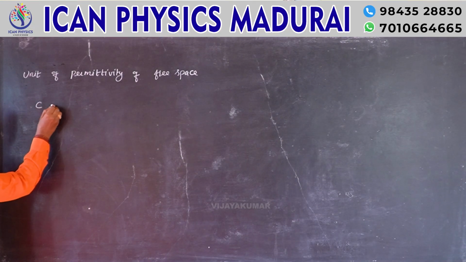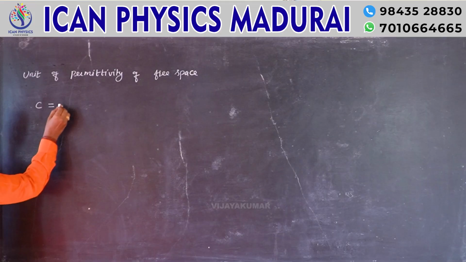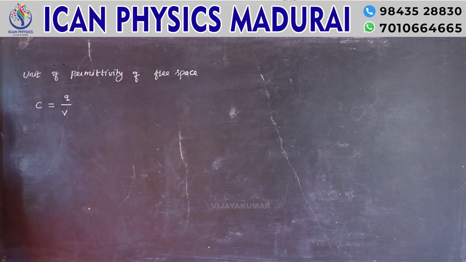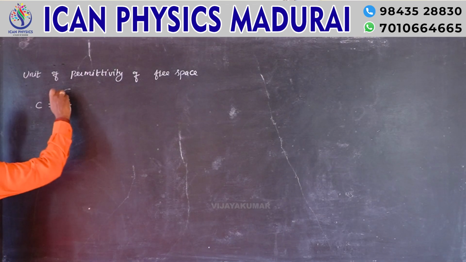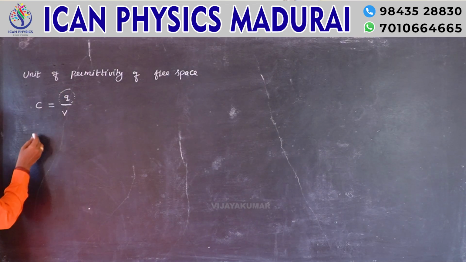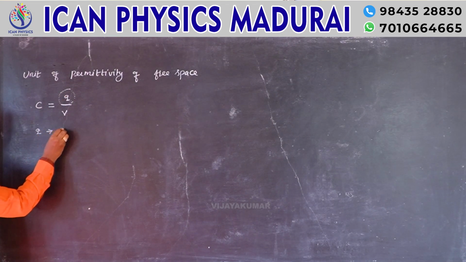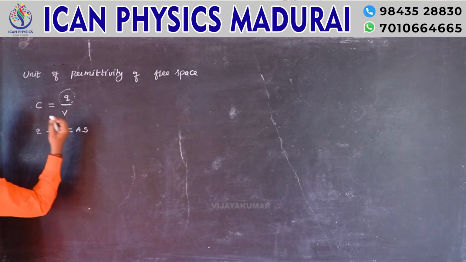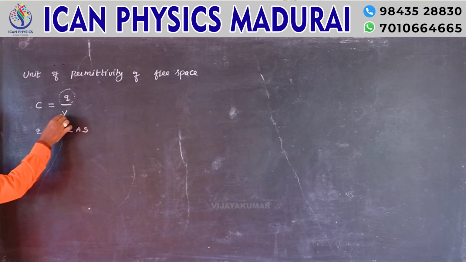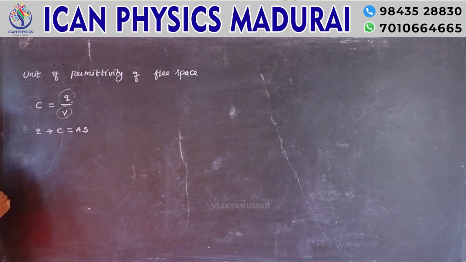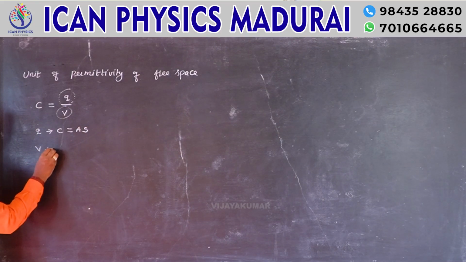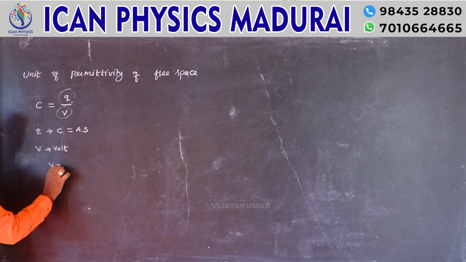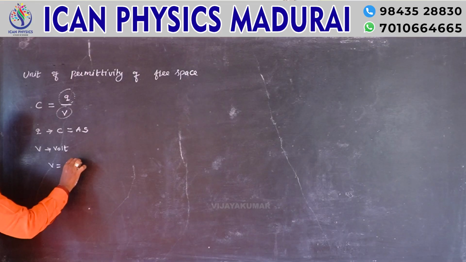The capacitance of the capacitor is defined as the ratio of charge to the potential developed in it. Now, in the numerator, we have charge. The unit of charge is coulomb. The equivalent unit of charge is ampere second. In the denominator, we have potential. The unit of potential is volt. So, V equal to E into L.